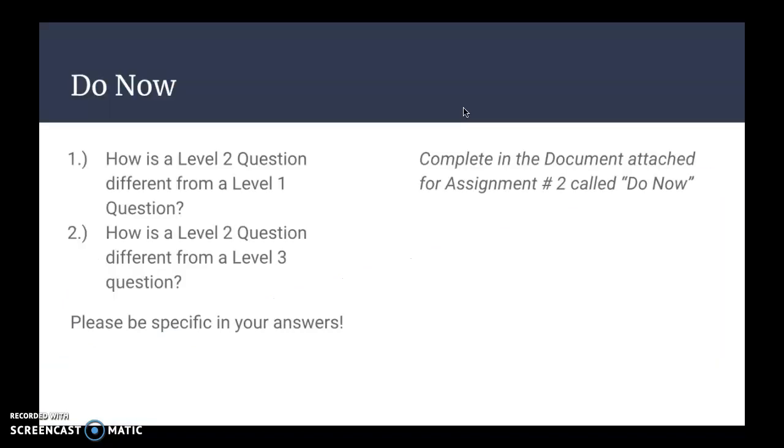For your do now, you are answering the 2 questions in a Google Doc attachment, and you're titling it do now. You can do the do now and the rest of it in one document, but make sure that we can tell which part is which. How is a level 2 question different from a level 1 question? How is a level 2 question different from a level 3 question? Be specific. You guys are home, so if you don't remember for whatever reason, you can use your notes. Take a couple minutes and write that in. If anything, pause the video, answer the question, and then come back to the video, okay?